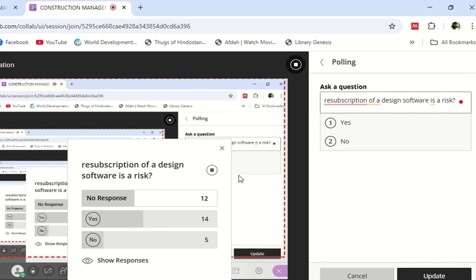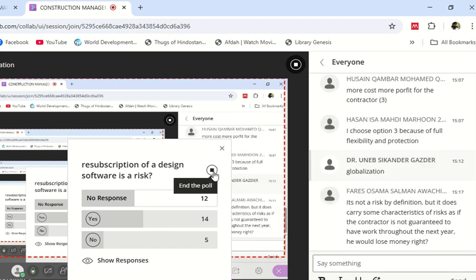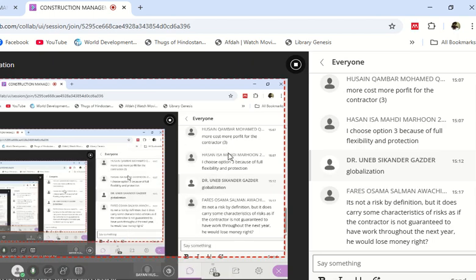So resubscription, now you don't need to go back, it's done. A risk should be something uncertain. For the resubscription of the software, it is not uncertain. I know the exact date at which the software will end, and I know when to resubscribe it, so it's not something uncertain.